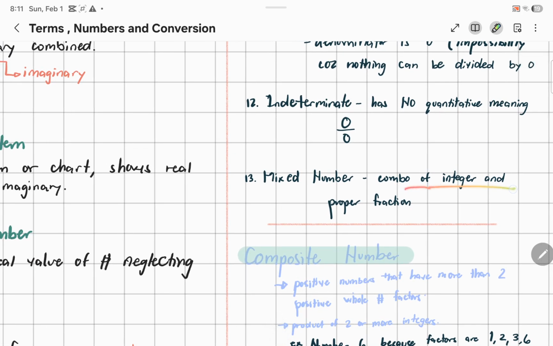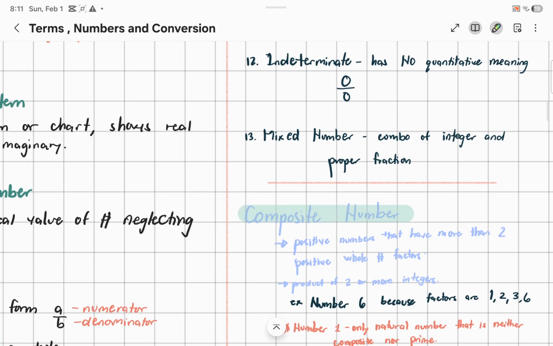Next, mixed number. This is a combination of an integer and a proper fraction. When we say integer, for example, we have 2 and then 1/2. This is an integer combined with a fraction. It can also be an improper fraction, but there is a way to convert the improper fraction into a proper fraction in order to have a more proper mixed number. We will not dig deeper into that.